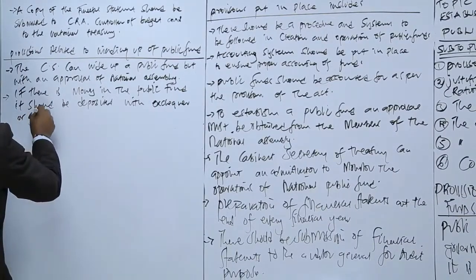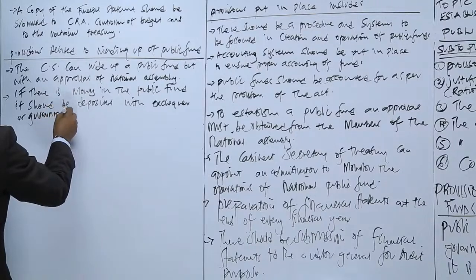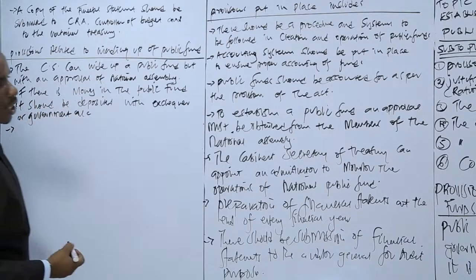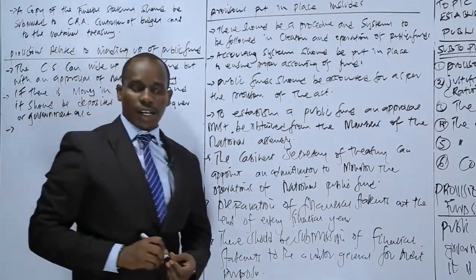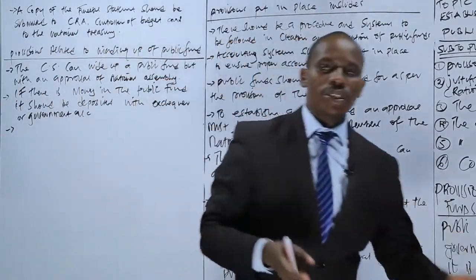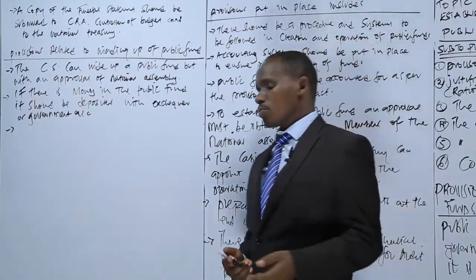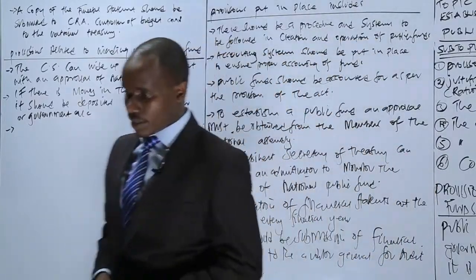Or government account. It should be deposited with the exchequer or the government account, because you cannot close the account yet we have the money, so that amount has again to be cleared with the same.